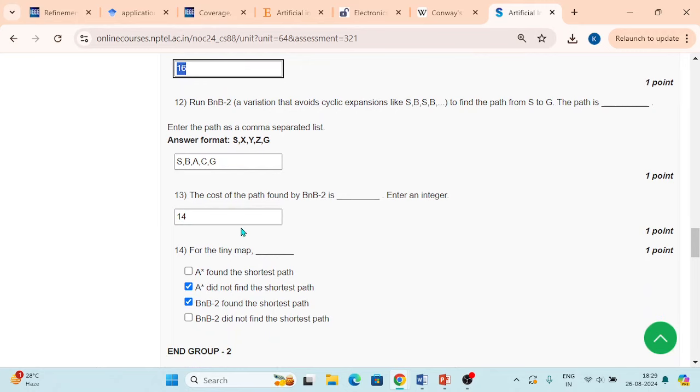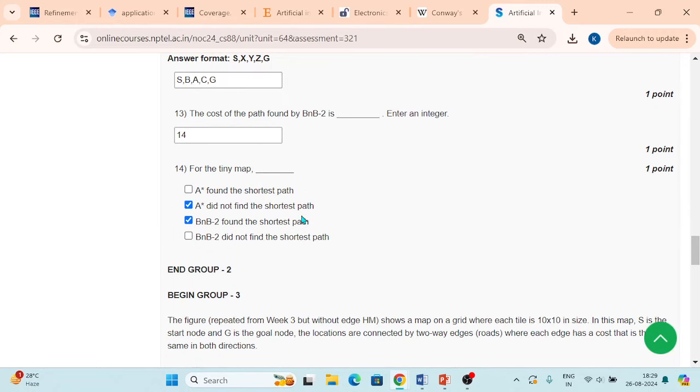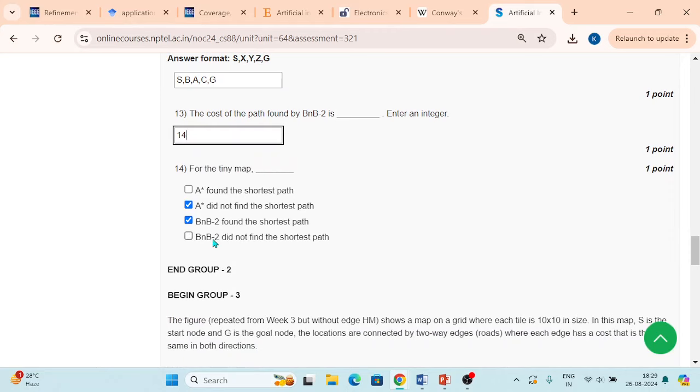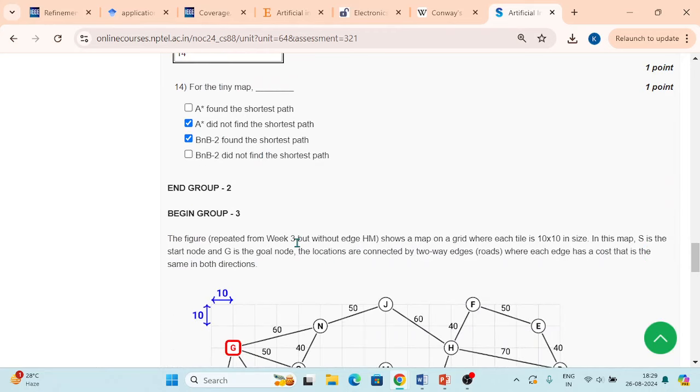So the cost is 14 and S, B, A, C, Z is the path. Now, for the tiny map, A star didn't find the shortest path, because with A star we got 16. Branch and bound got 14. So branch and bound found the shortest path and A star didn't.